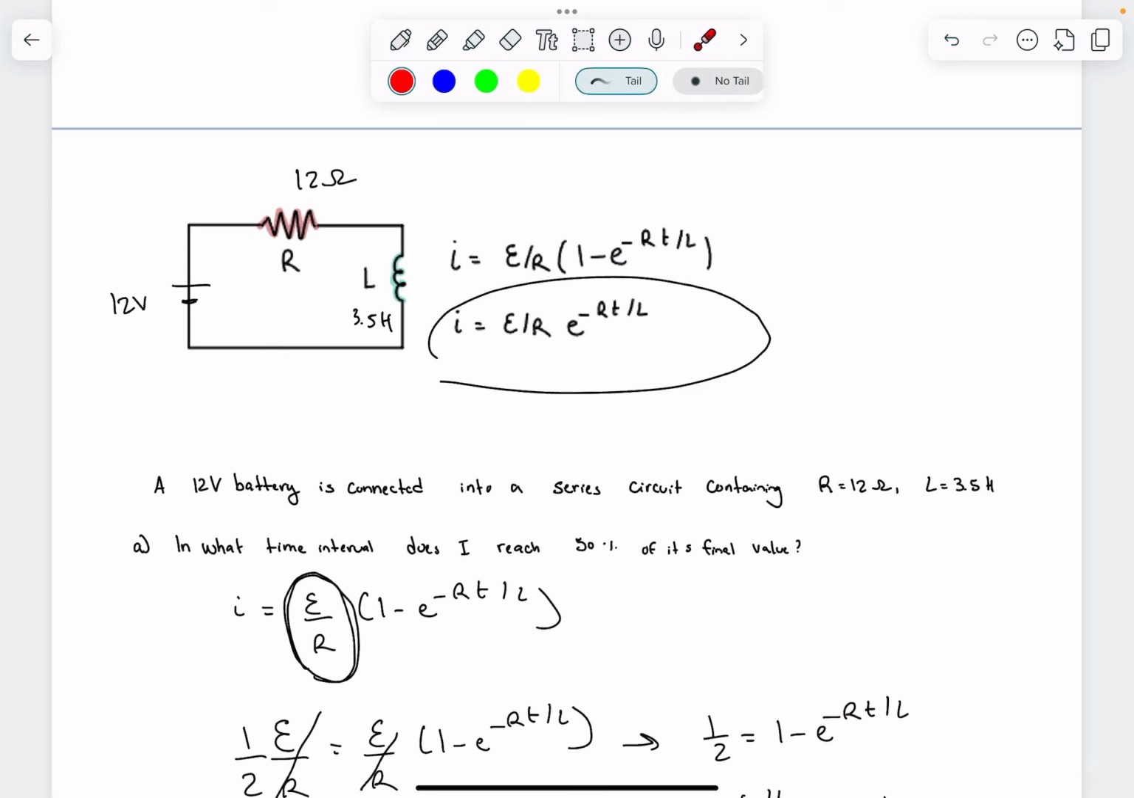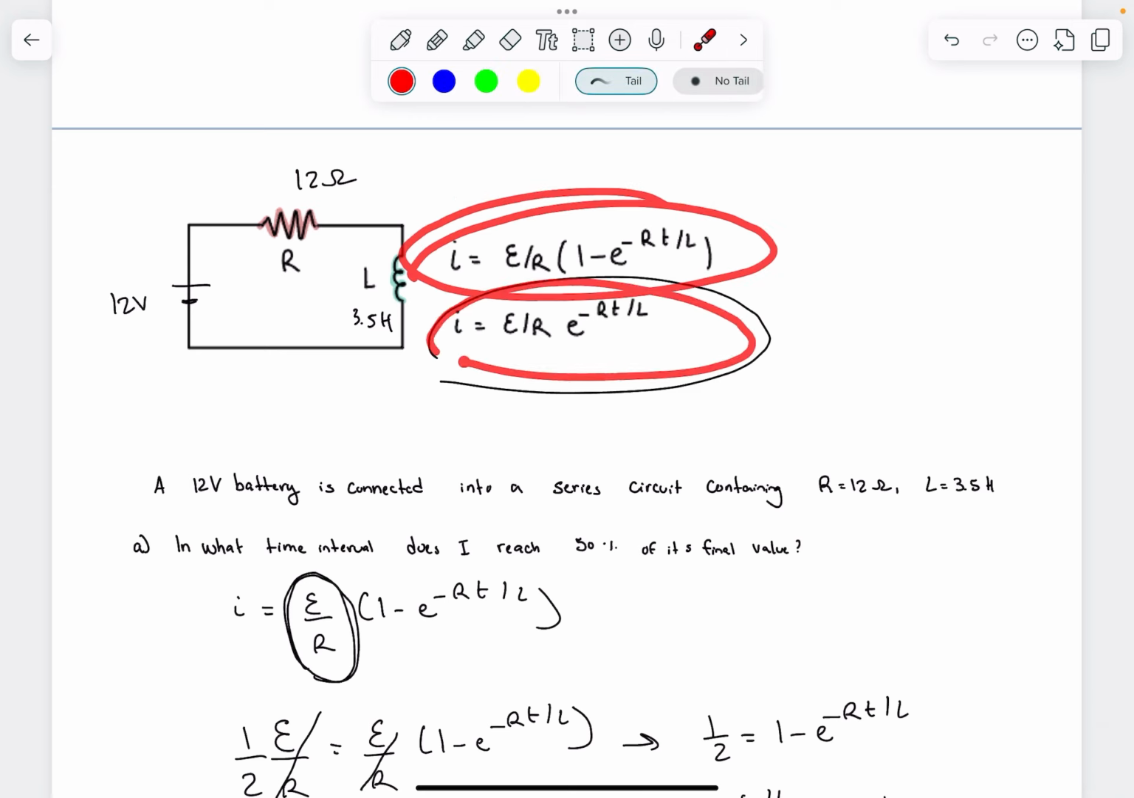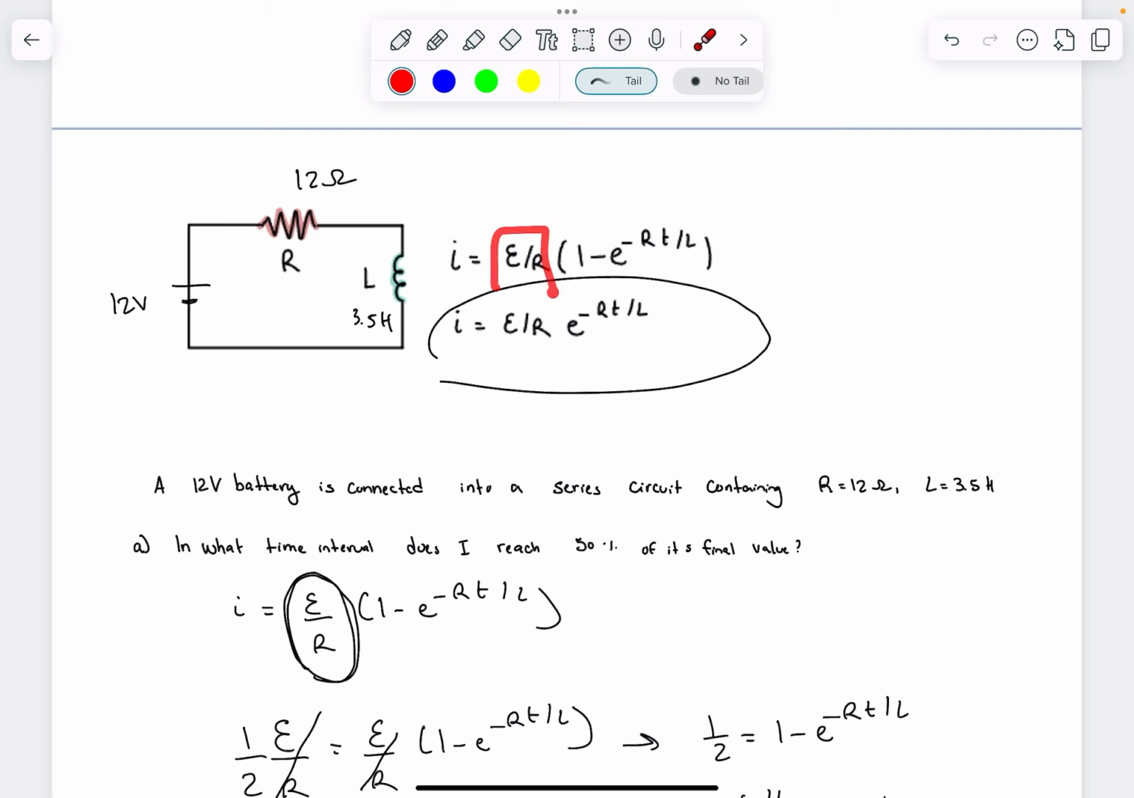So the only kind of difficult thing about these problems is, one, knowing what's happening and that you can use these equations. Also knowing that E over R is your maximum current value, and knowing how to say, well, okay, if I want 70%, how do I write that out? Like here we wanted 50%, so it's just E over R times 1/2, right? And that is pretty much it for this problem.